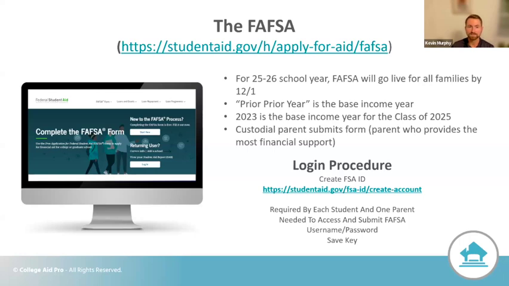Also, for the FAFSA, the custodial parent is the one who submits the form, which they changed the rules on a little bit, right? It's technically supposed to be the parent who provides the most financial support. So if you think back the last 12 months, who spent the most on the student?